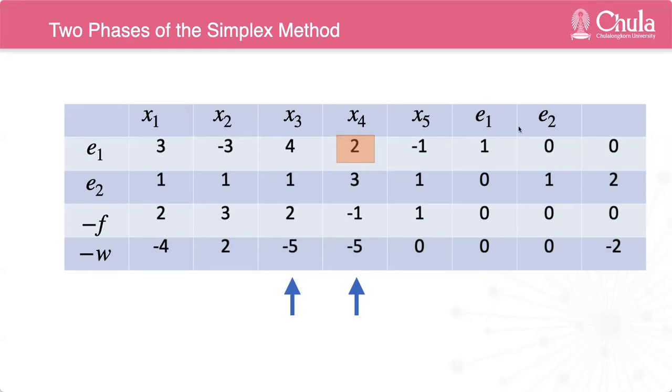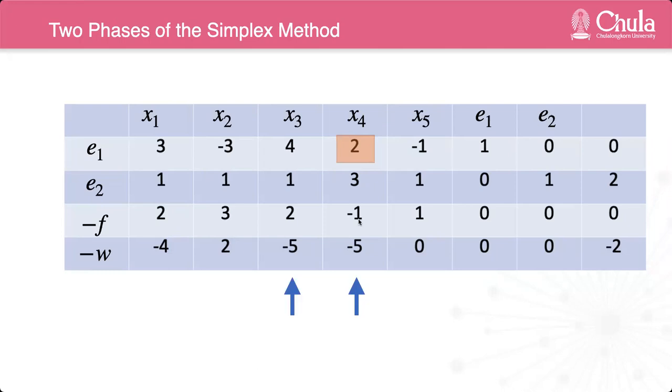In the first step, we choose E1 and E2 to be basic variables, because the coefficient is 1, 1, right? This coefficient is 1, 1. We set all other variables to be 0 because they are non-basic variables. So E1 is 0, E2 is 2.